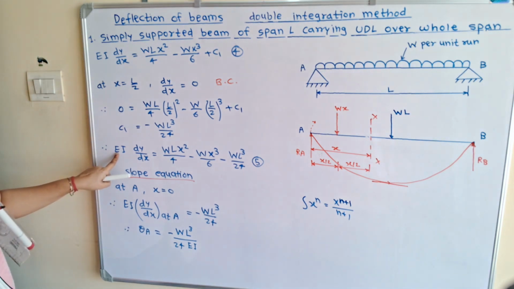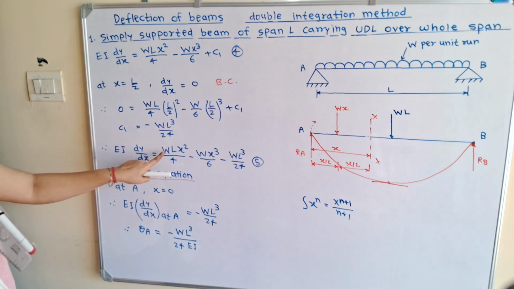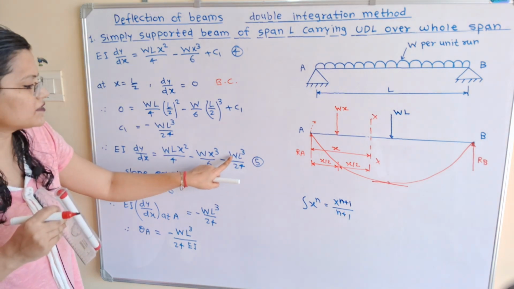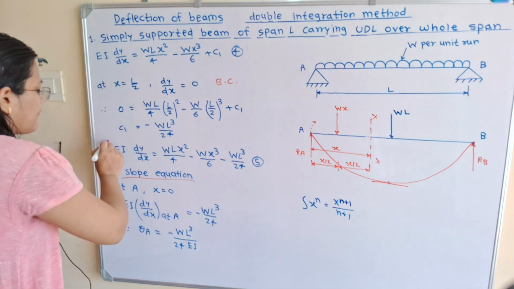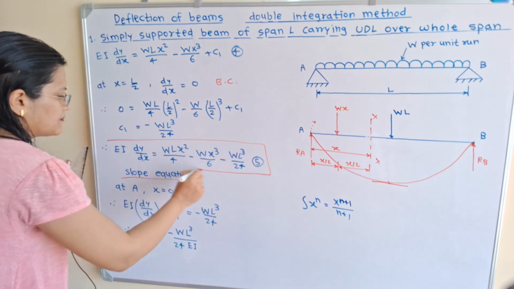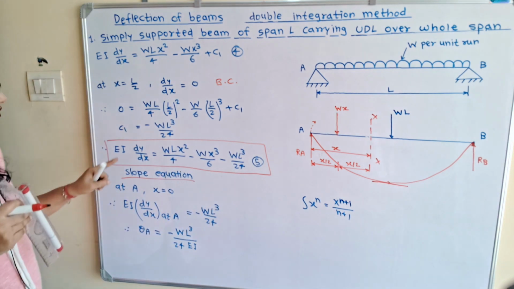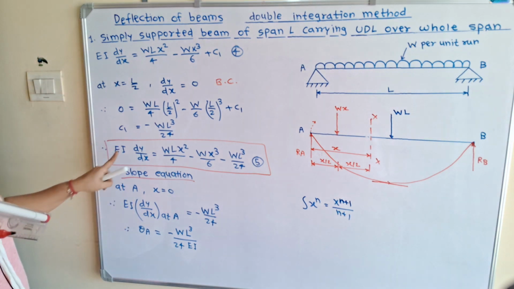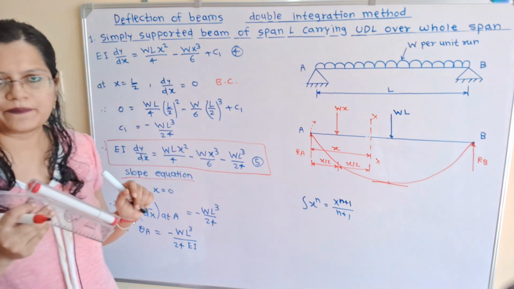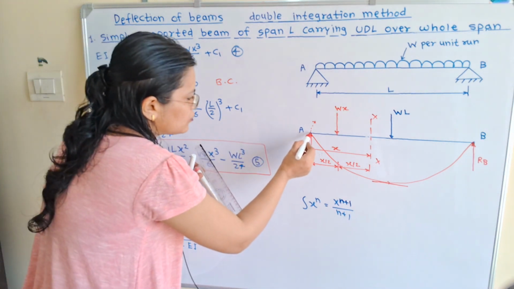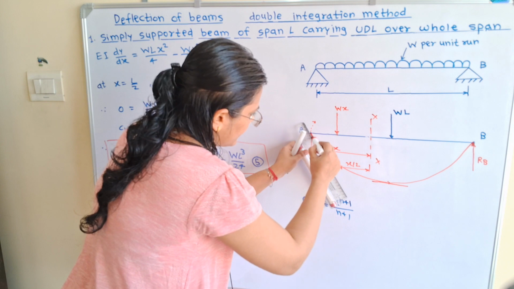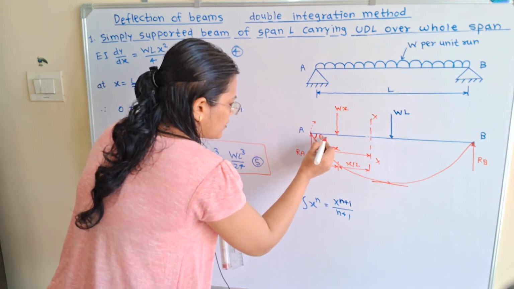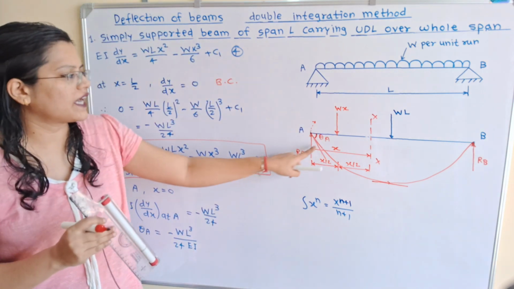So this slope equation is EI dy by dx is equal to WL x square by 4 minus W x cube by 6 minus WL cube by 24. I will put a bracket around this equation. Now this dy by dx is known as the slope at any point. Now we will find the slope at point A. If I draw a tangent to this curve at point A, then this is the slope at point A, and we will measure the slope in terms of angle theta, that is theta A.